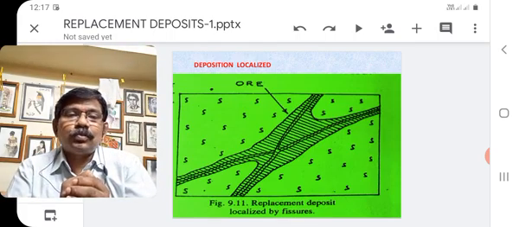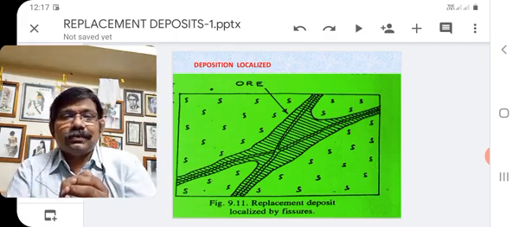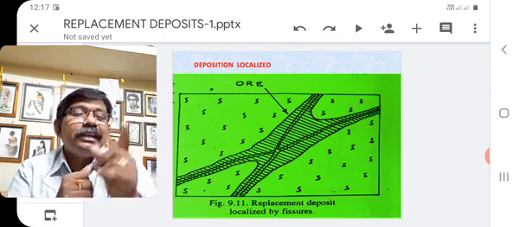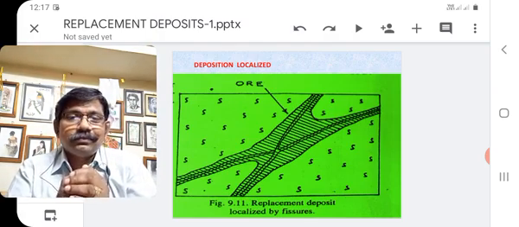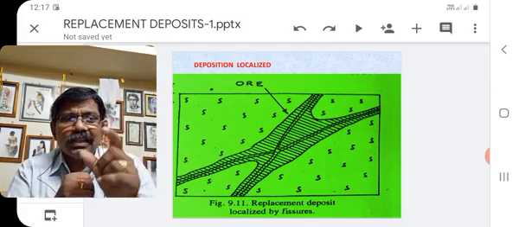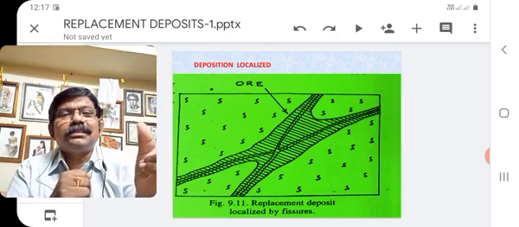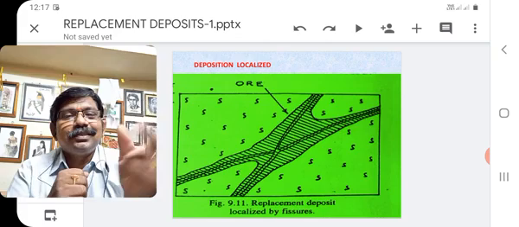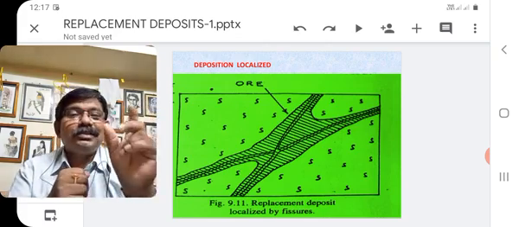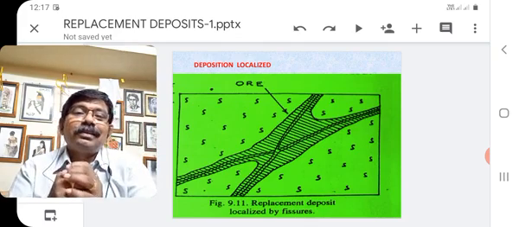Like that, suppose pepper and salt texture will be maintained by replacement deposits. Pepper and salt. When you go to a restaurant, there will be two boxes, one with pepper and one with salt, right? One is filled with salt, one with pepper.